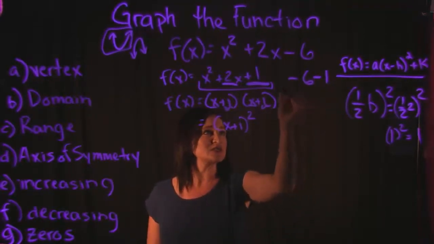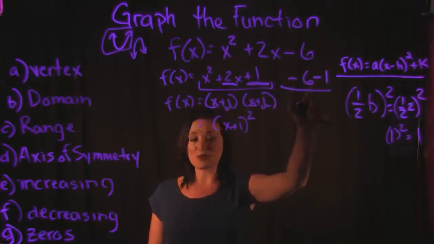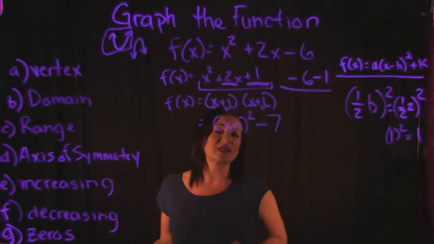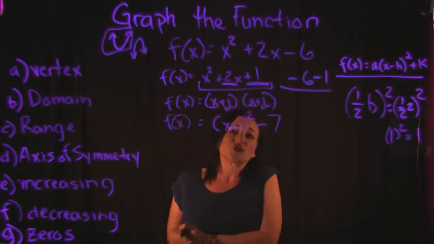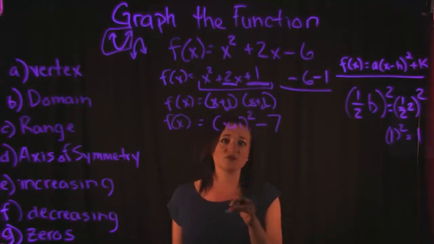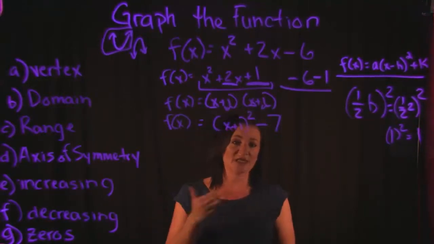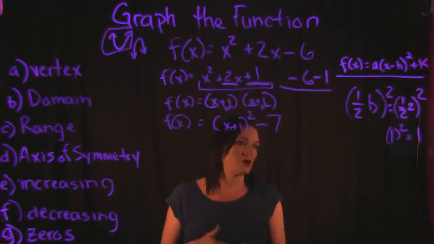And then all we have to do is tack on our number here at the end. We had a negative 6, but remember we subtracted 1 from it. So that is now going to give us a minus 7. So this is our new equation here in vertex form, (x plus 1) squared minus 7. That's going to give us a little bit more information here about what this graph is going to look like.